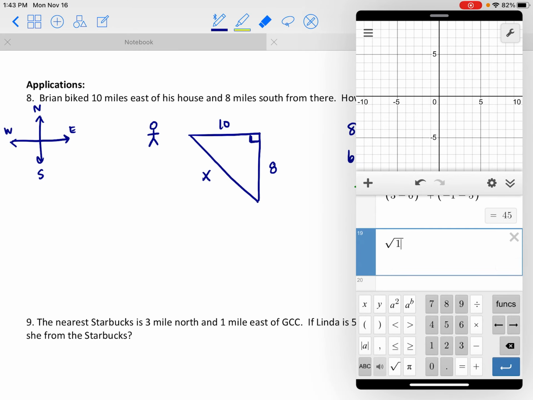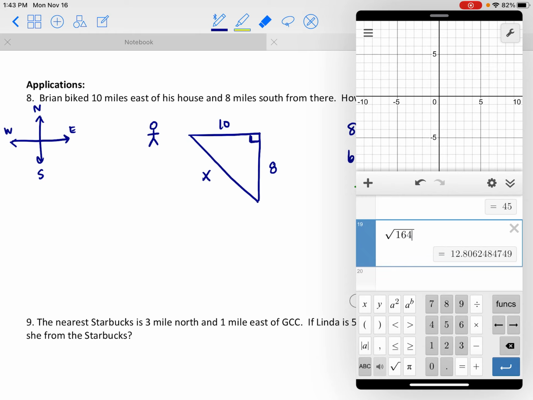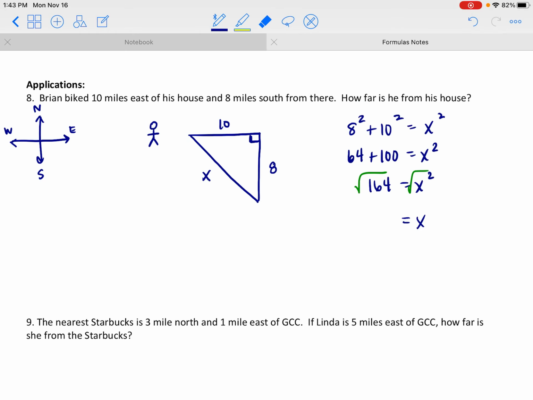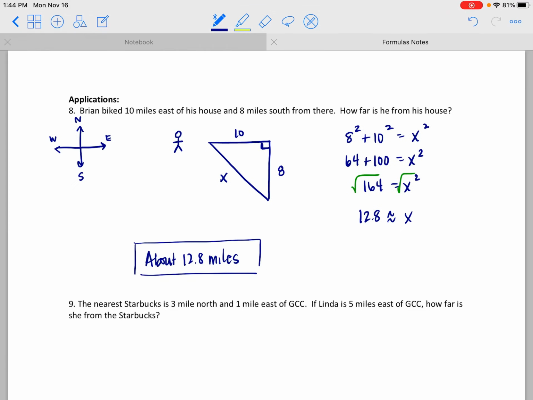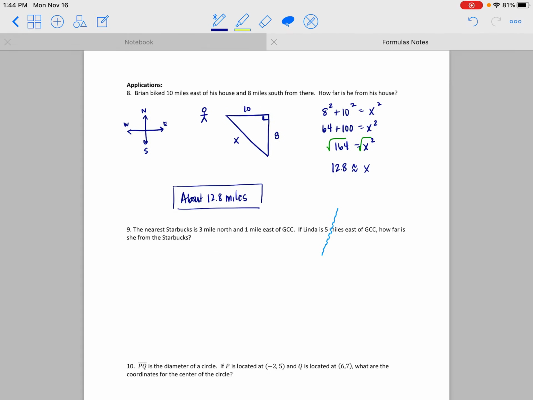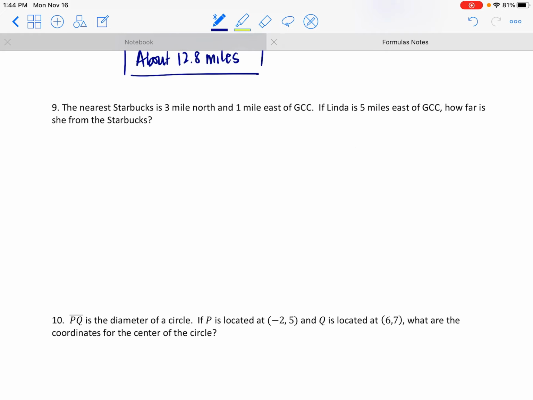So approximately how much is the square root of 164? It's about 12.8. So this is going to change. This is going to be approximately 12.8. So about 12.8 miles. So even though he's actually biked 18 miles, he didn't take the shortest distance to wherever he was trying to get. He's only 12.8 miles away from his house. Okay, so there's that. Now that this is a little off center. All right, so there's one application. Pythagorean theorem, check. All right, next one.